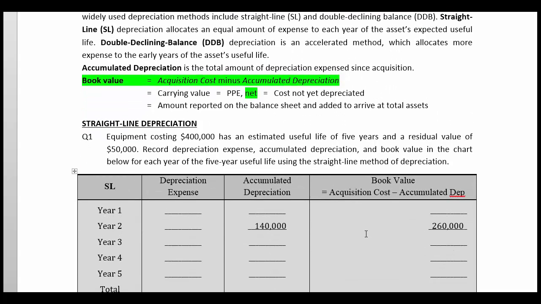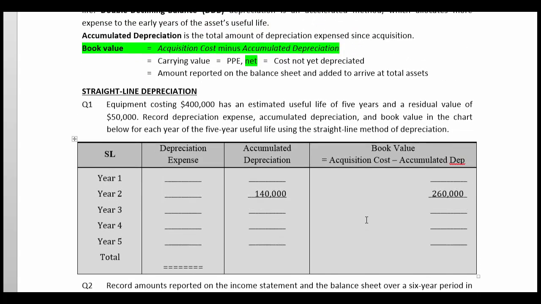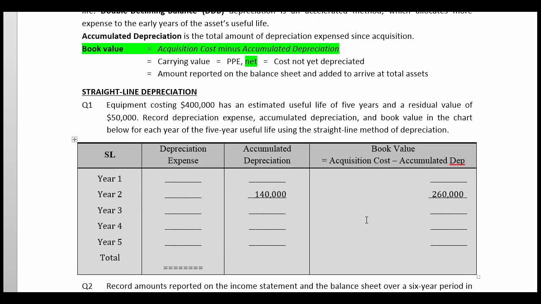Now let me show you how straight line works. I'm going to do this along with you in this particular video. Equipment costing $400,000, looks familiar, has an estimated useful life of 5 years. That's a little different than before, because before we were saying 8 years. This equipment has an estimated useful life of 5 years and a residual value of $50,000. Record depreciation expense, accumulated depreciation, and book value in this chart.